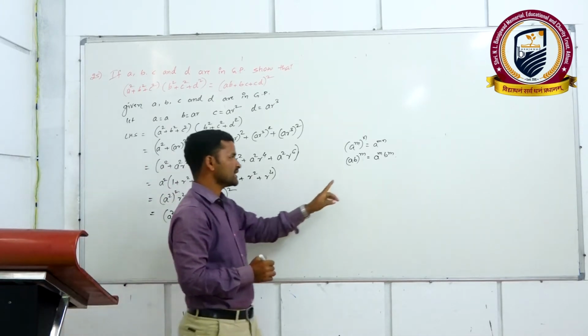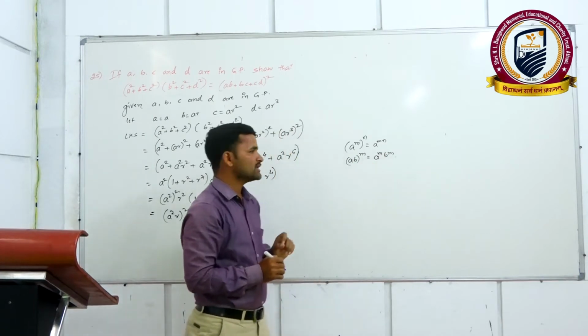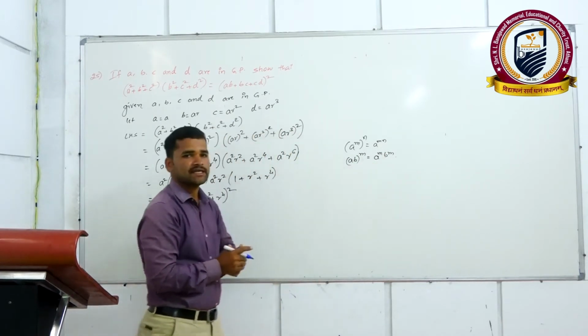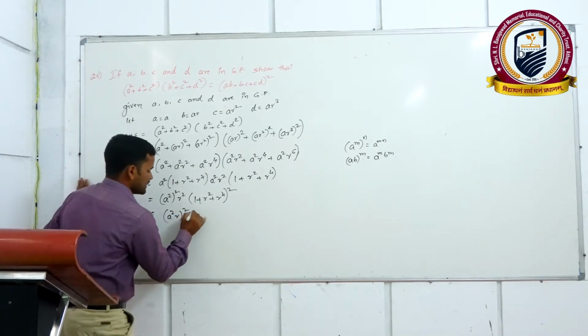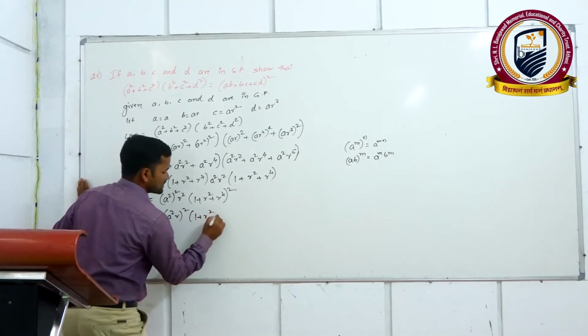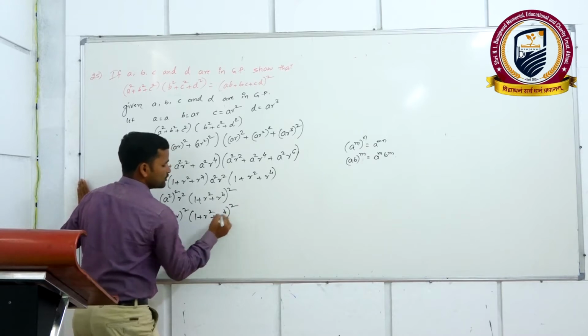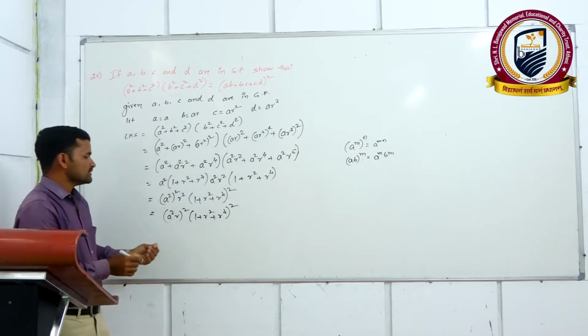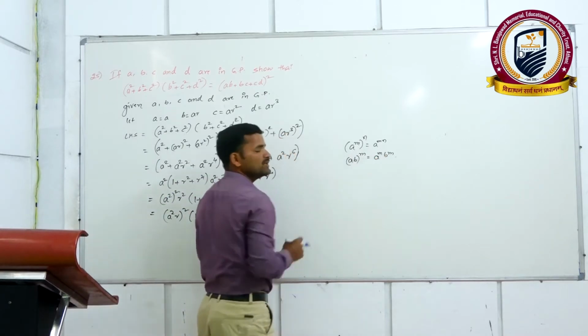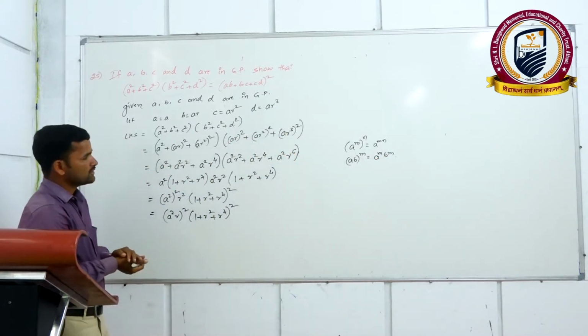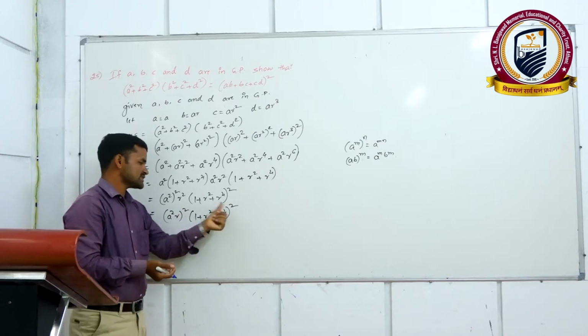As it is like a raised to m into b raised to m, I am writing it as a into b whole raised to m. A square into r whole square, which is multiplied with 1 plus r square plus r raised to 4 whole square. Now you observe these two terms again are like a raised to m into b raised to m. Both the powers are same here.